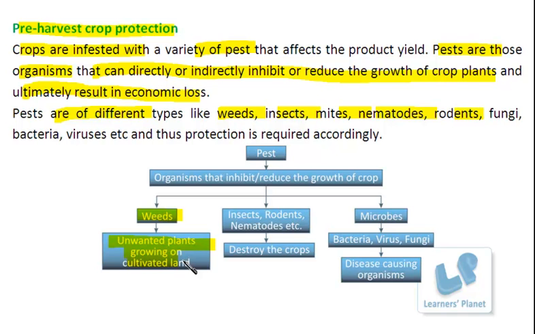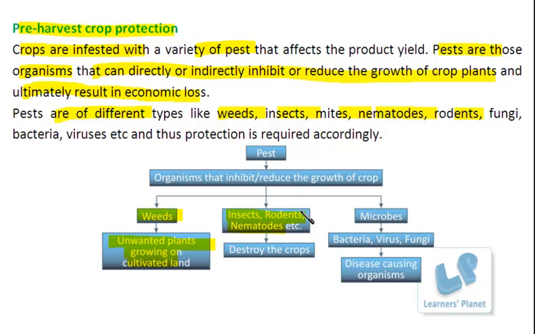Or I can say that there will be sharing of these facilities between the weeds as well as the crops. So the weeds should not be allowed to grow on the cultivated land. The next is the animal group, right? And these animals will include organisms like insects, rodents or nematodes and so on.